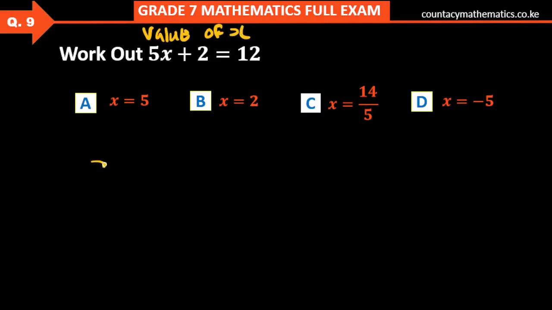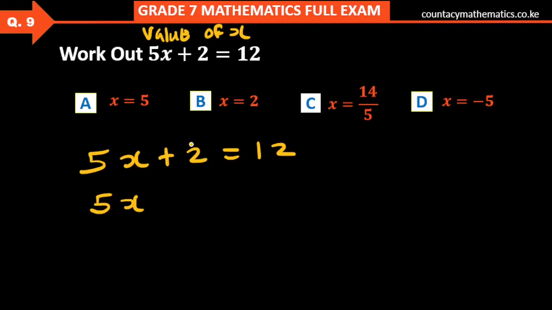Let's have it right here. We have 5x + 2 = 12. So to be able to find the value of x, the first thing you're supposed to do is to take this 2 to the other side. What this usually implies is that we subtract 2 on both the left and the right side.